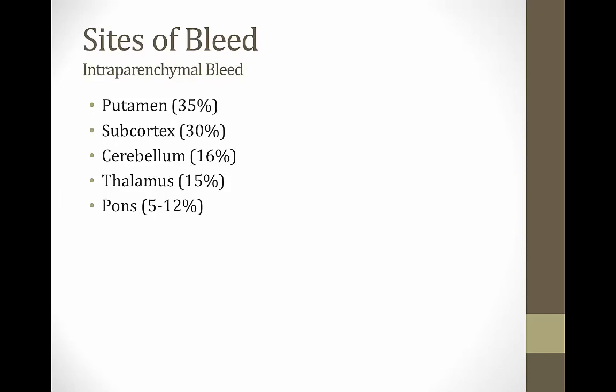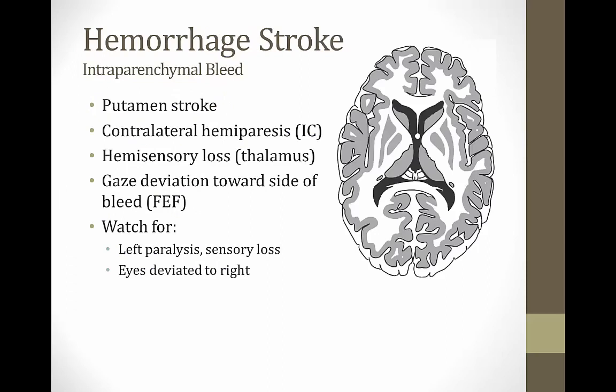But these hemorrhagic strokes happen most commonly in the putamen, which is part of the basal ganglia. They also happen in the subcortex, the cerebellum, the thalamus, and the pons. And all these areas have types of blood vessels that are vulnerable to rupture. So because the putamen and the basal ganglia is the most common location of these bleeds, you should know what the symptoms are of a hemorrhagic stroke in that region.